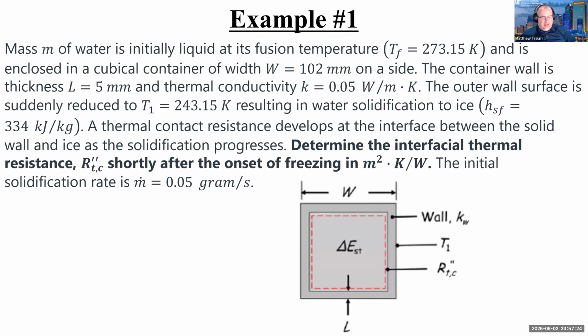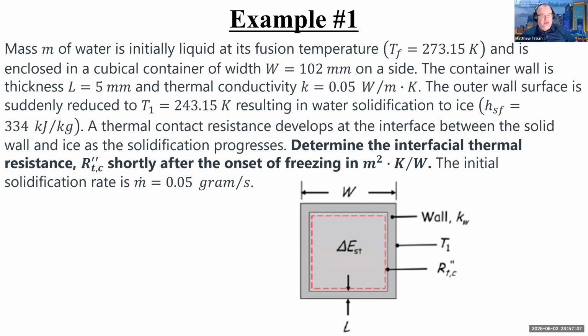So we basically got liquid water in this cube, and all of a sudden we drop the outside temperature. And as a result, there's going to be some heat transfer from inside of the cube to the outside of the cube, and that is going to cause solid ice to form from the liquid water that was in there. And what we can see here is the beginning of the formation of that layer of ice.